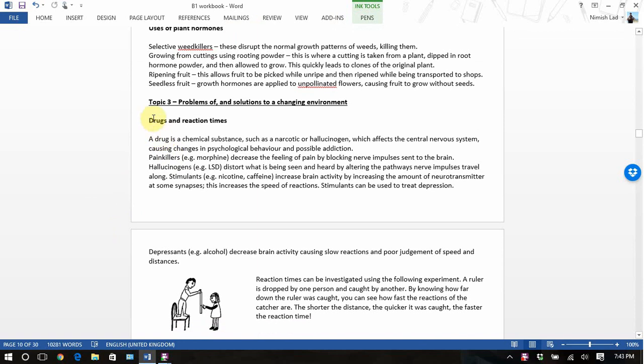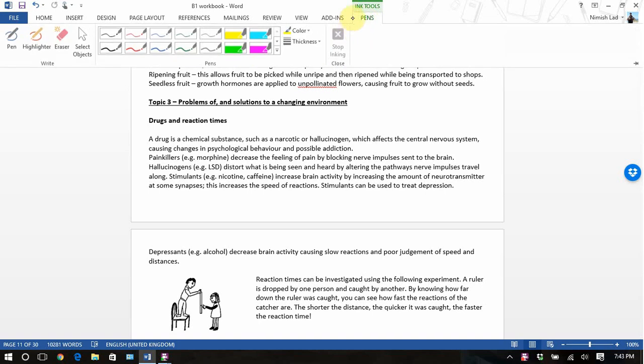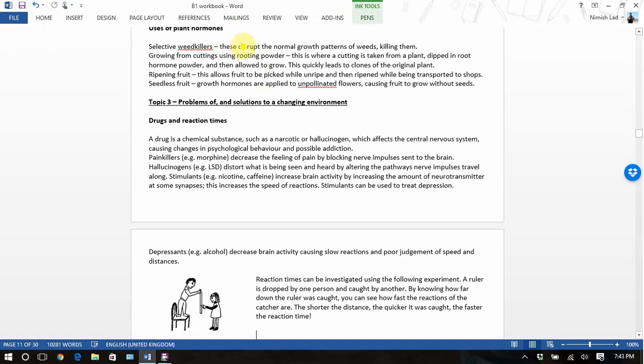So this topic covers drugs such as alcohol and caffeine, so stimulants and depressants, and a few others as well, hallucinogenics and painkillers. Also covers after that the idea of disease and our defense against disease. Then we move on to a slightly different topic than energy and pyramids of biomass, and then ends with the recycling of nutrients. So let's start with drugs and reaction times.